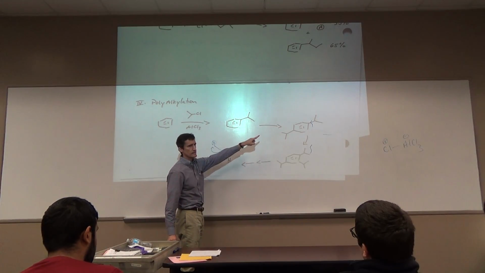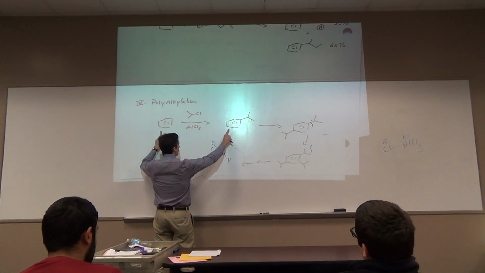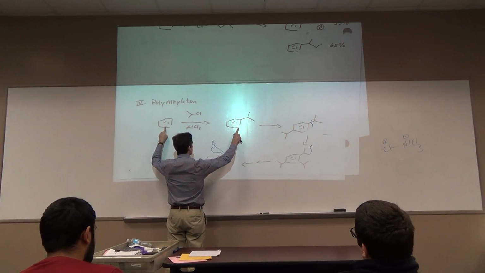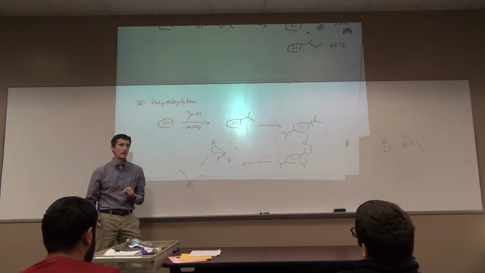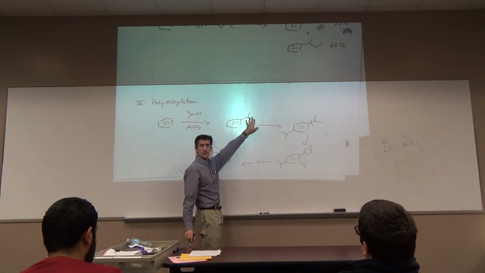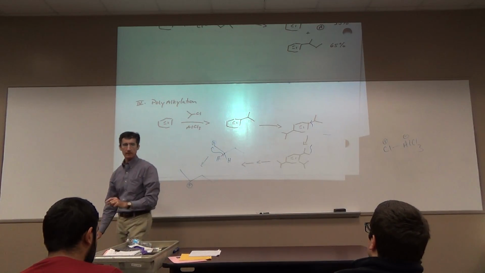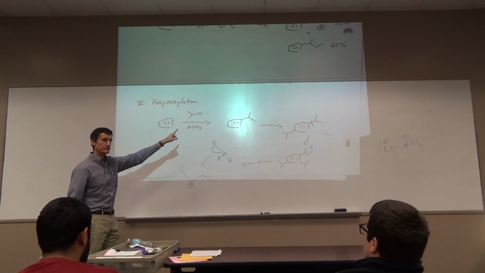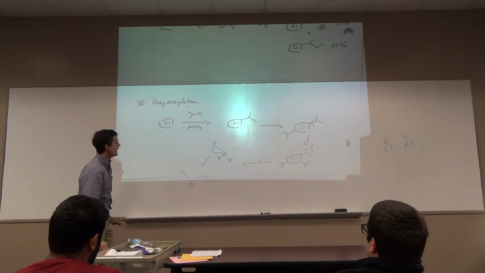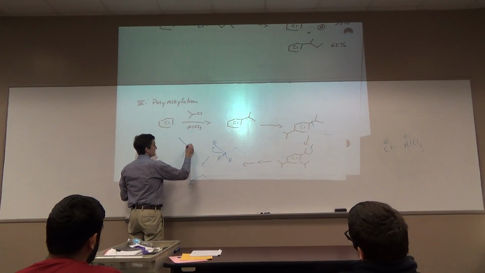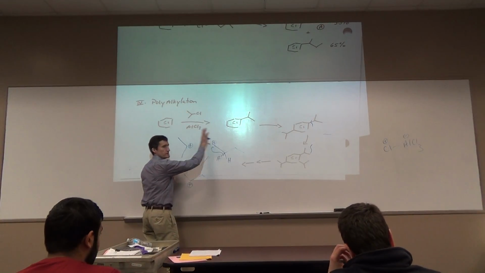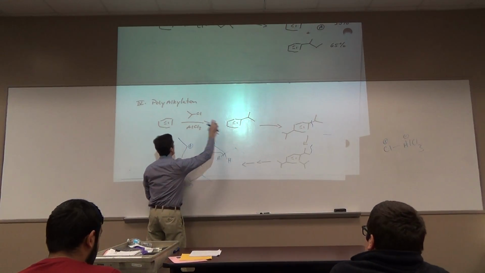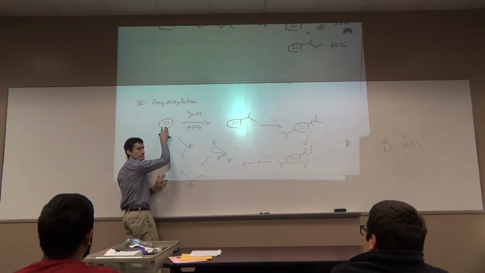It can react again. Let me ask you, which is more reactive towards EAS? Starting material or product? Product has an activating group on it. By induction, a group 2 activator. The product's going to be more reactive. So our reacting species is this. Let's say it's going 10%. We got 10% of this, 90% of this left.